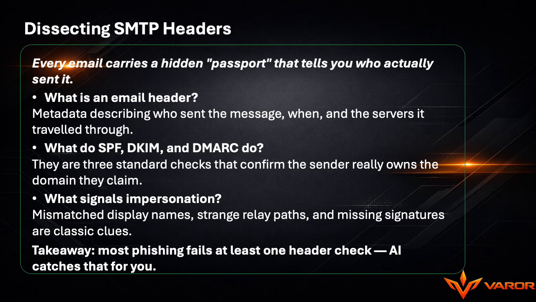Dissecting SMTP headers. Every email carries a hidden passport that tells you who actually sent it. What is an email header? Metadata describing who sent the message, when, and the servers it traveled through. What do SPF, DKIM, and DMARC do? They are three standard checks that confirm the sender really owns the domain they claim. What signals impersonation? Mismatched display names, strange relay paths, and missing signatures are classic clues. Takeaway: most phishing fails at least one header check. AI catches that for you.